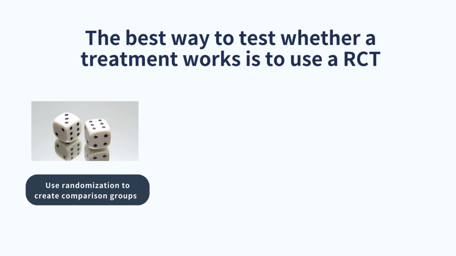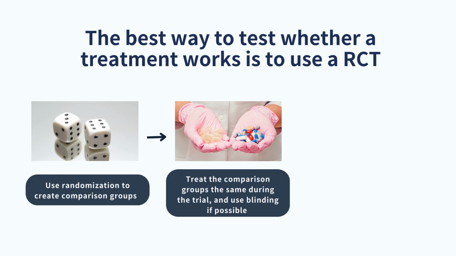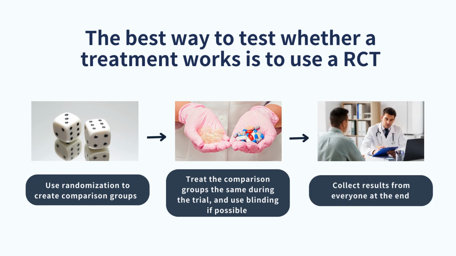In summary, the best way to find out if a treatment works is to use a randomized controlled trial to test the treatment. First, use randomization to create comparison groups. Then, treat the comparison groups the same during the trial and use blinding if possible. And finally, collect results from everyone at the end of the study.